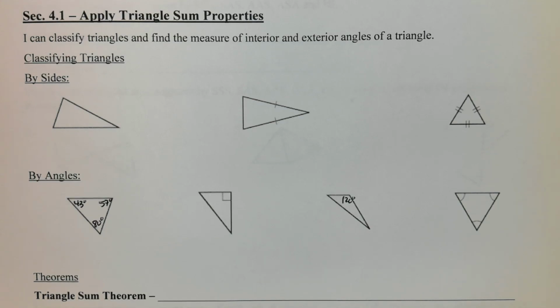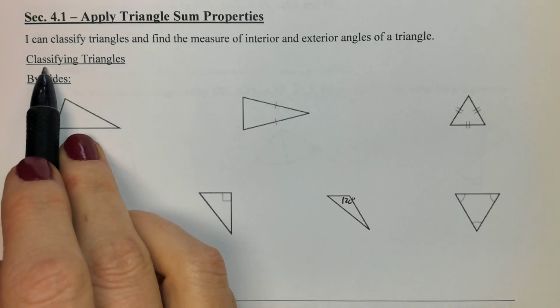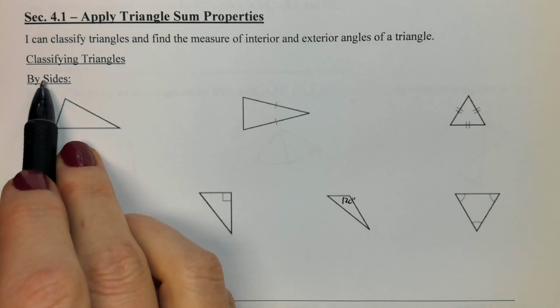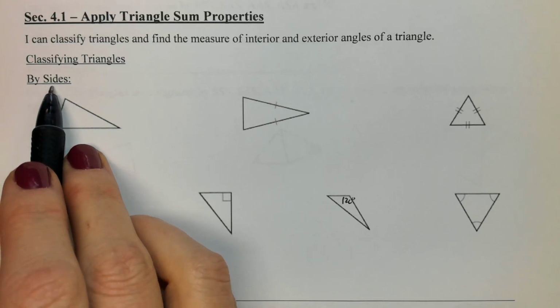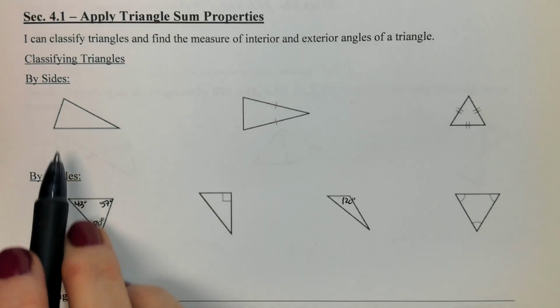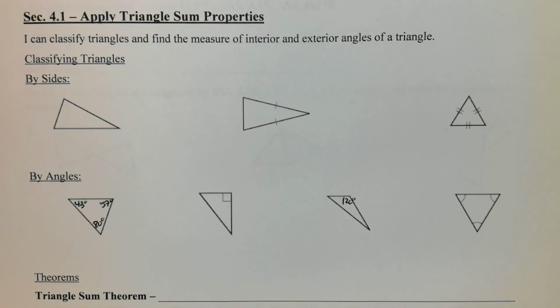This is section 4.1, and today we're going to start a whole chapter on triangles. And we're going to start off just by talking about the different types of triangles. So we can classify triangles. That means we can categorize them or name them based on information about their sides and by their angles. These are words you've already heard before. We're just putting some fancy words around it, saying this is how you classify.